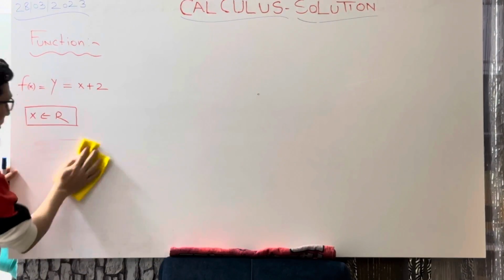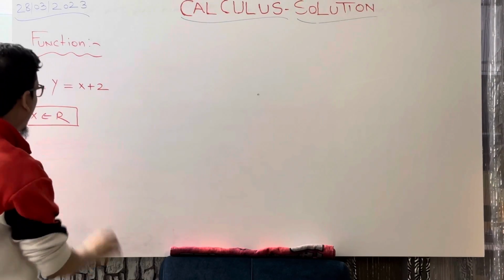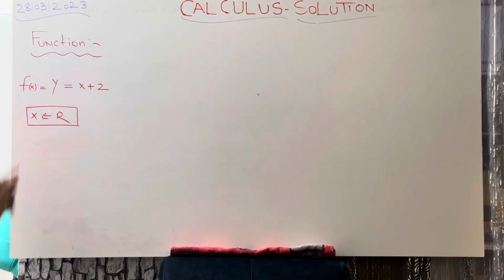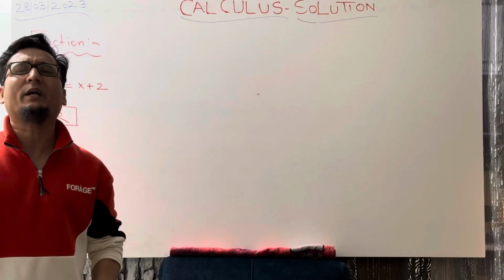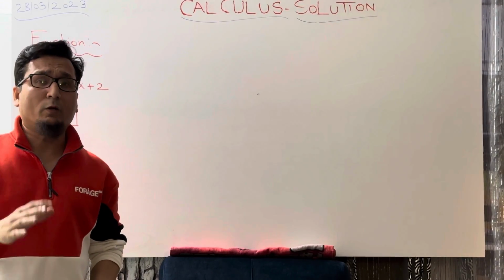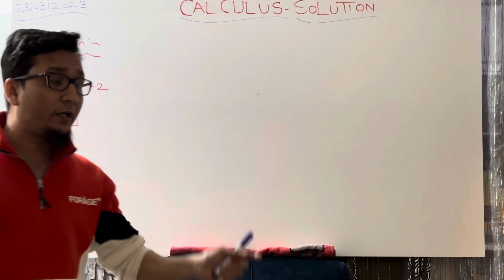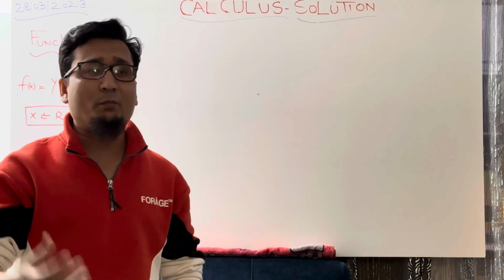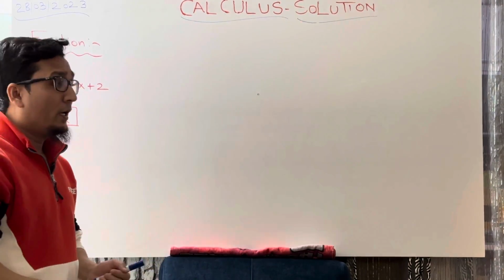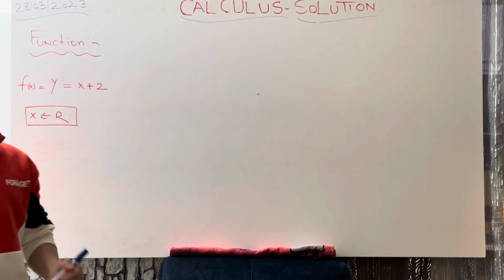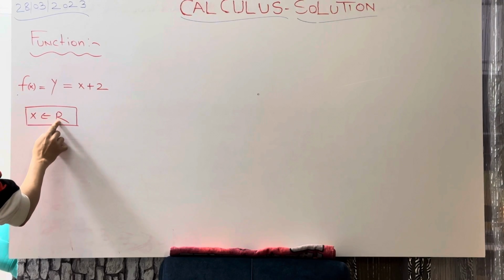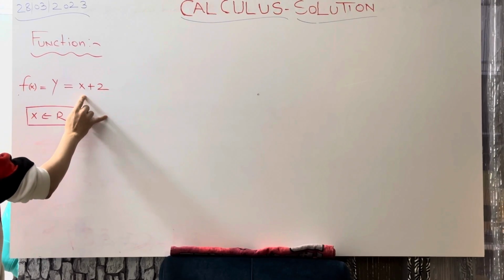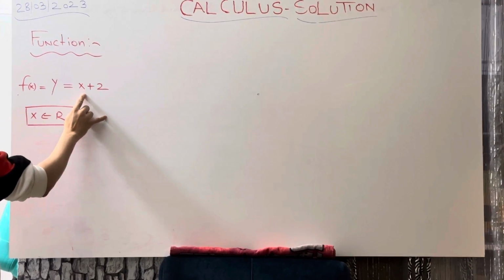No. I want to say that x belongs to R. When you say x belongs to R, it means x is a real number. And when you say x is a real number, you can take any value of x. You can take a positive value, a negative value, a rational number, an irrational number, decimal numbers, whatever you want. So whenever I mention here x belongs to R, it means you are free to take any number for x from the real line, right?